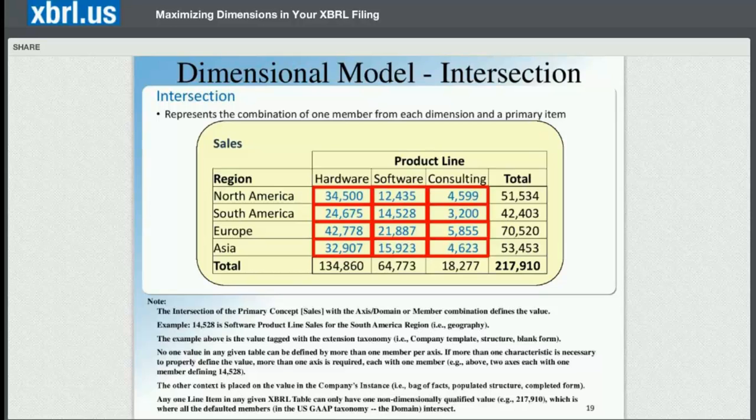However, everything in the body of the table where you have intersections between product line explicit members, hardware, software, consulting, and region explicit members, North America, South America, Europe, and Asia, are all the intersections that are defining and providing information to properly define the fact for electronic consumption.